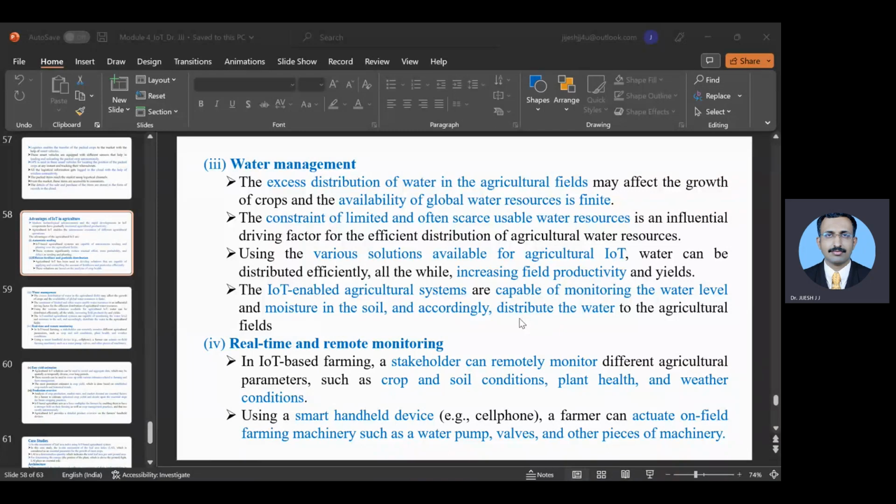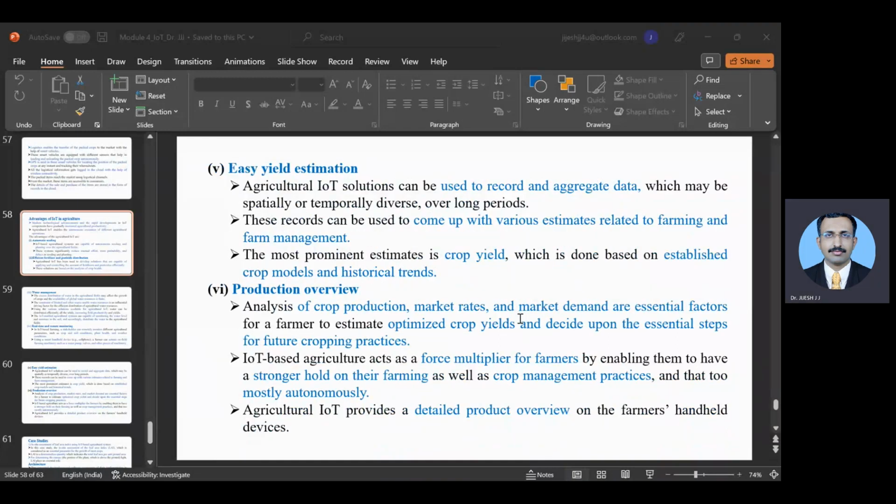Any other advantages? Do you feel any other advantage is there? Yes, there are. You can easily estimate the yield of production. Means how much you are going to get this time, what is the productivity you are going to get. So you can say that yield estimation can be done easily using the records of whatever information you have.